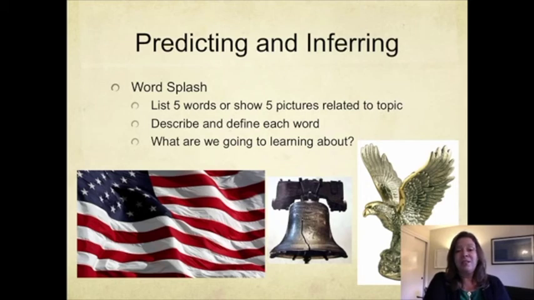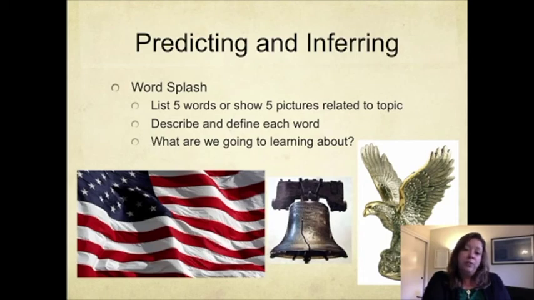In this case, it's called word splash. This strategy is to give students 5 words or 5 pictures. In this case, I'm giving you 3 pictures, and describe and define each word for the students. So on the left, we have the American flag. In the middle, we have the Liberty Bell, which is found in Pennsylvania. And on the right, we have the golden eagle or the bald eagle.